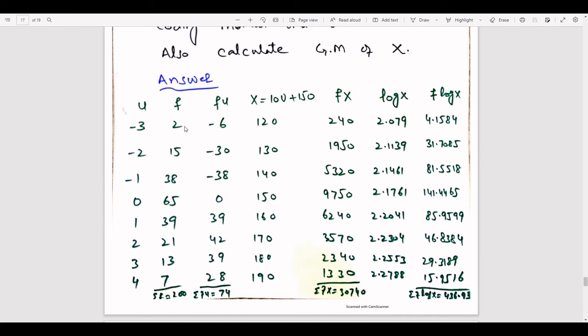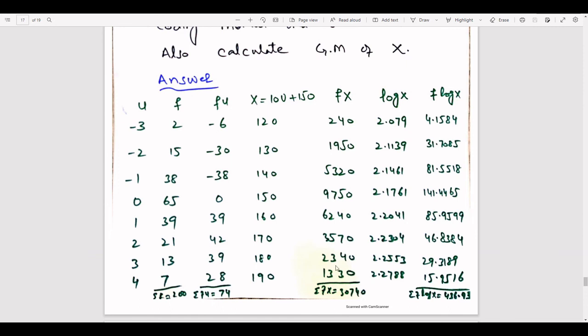2 multiplied by 120 is 240. 130 multiplied by 15 is 1950. So on, 190 multiplied by 7 is 1330. By adding all of this column f of x, 240 plus 1950 plus so on up to 1330, the sum of f of x is 30740.